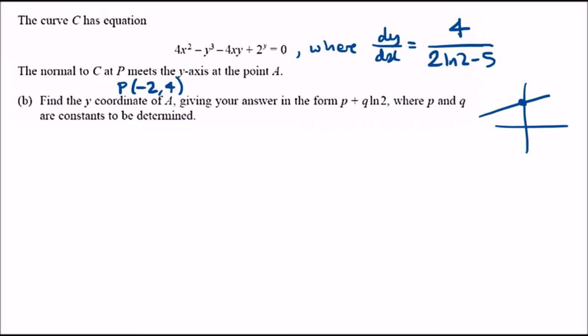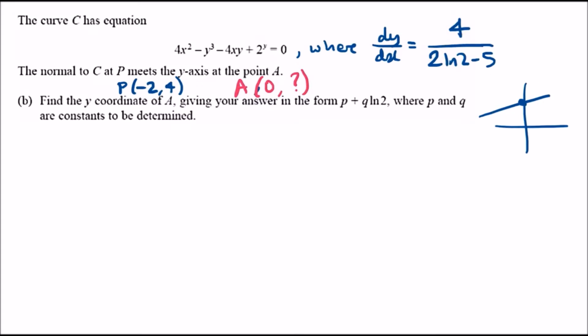This means that we have an x coordinate of 0. So let me write that a bit more clearer. So we've got 0 and we're trying to find the unknown, which is y. Okay, so this is quite straightforward. And because it's normal to C at the point P, it just means that the gradient is reciprocated and we have to flip it over with a negative sign.